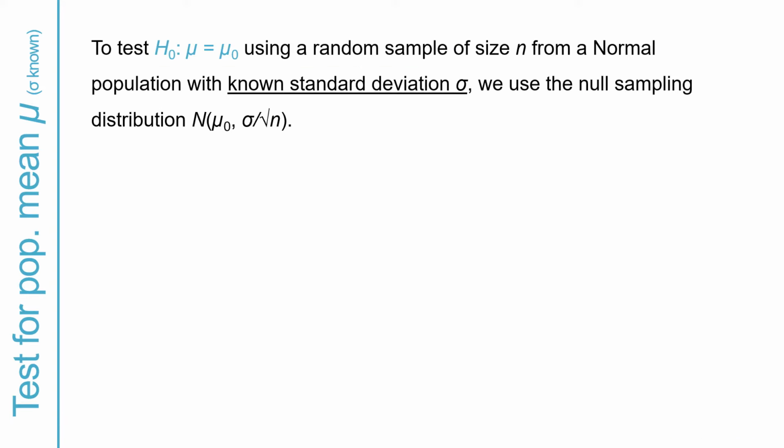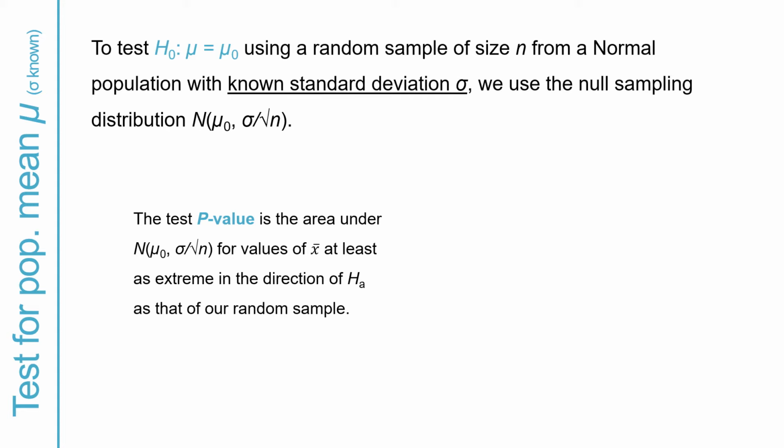When we want to test a null hypothesis about the unknown mean mu of a population, where the null hypothesis is that this parameter mu is equal to a specific value mu0, and we use a random sample of n observations from a normal population with a known standard deviation sigma, then we have a null sampling distribution that is normal, centered on mu0, with standard deviation sigma over square root of n. The test p-value will then be the area under that null sampling distribution for values of x bar that are at least as extreme in the direction of the alternative as the value calculated from our random sample.